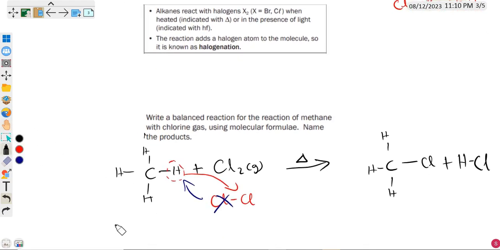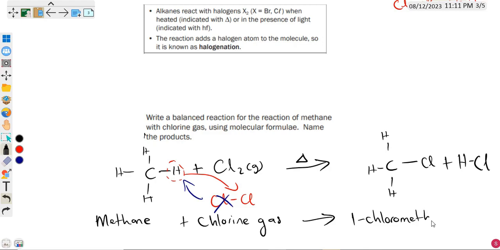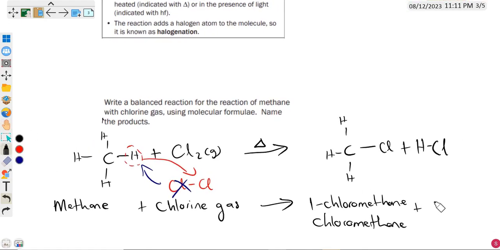So if we name it, we have methane that reacted with the chlorine gas to give us that. What do we call this product? Now this is a haloalkane. We see the halogen there and it's single bonds throughout, so it's 1-chloromethane. But it's pointless to say 1-chloromethane because even if you put that chlorine atom anywhere there, it still gives you the same product. So it's still okay to say it's chloromethane. Plus, remember, there are two ways to name the other product. It can be hydrogen chloride, or the most common name, which is hydrochloric acid.